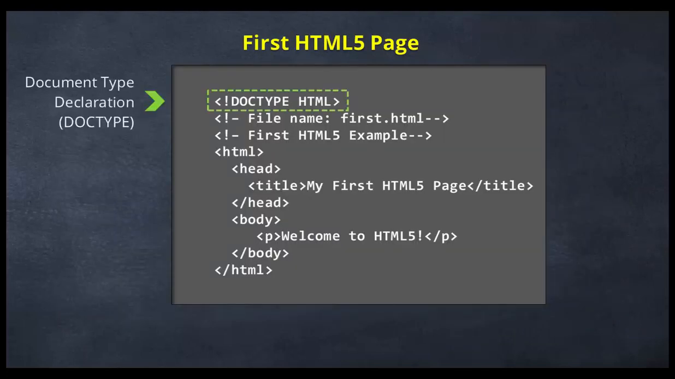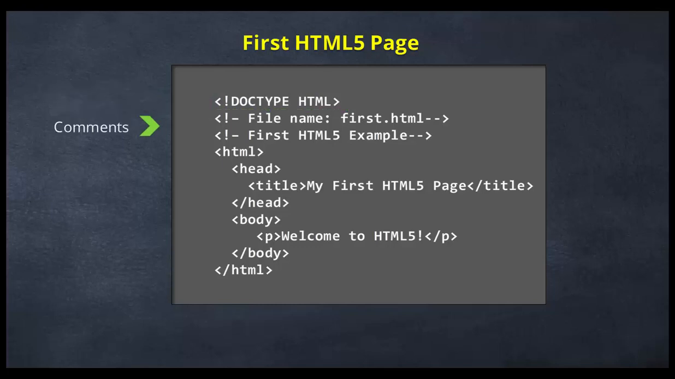Document Type Declaration (Doc Type). The HTML documents must start with the Document Type Definition (DTD). The doc type tells the browser which type and version of document to expect. This should be the last time the doc type is ever changed. From now on, all future versions of HTML will use this same simplified declaration.